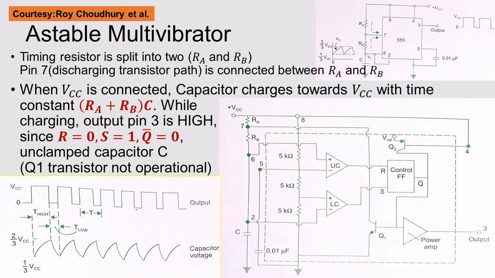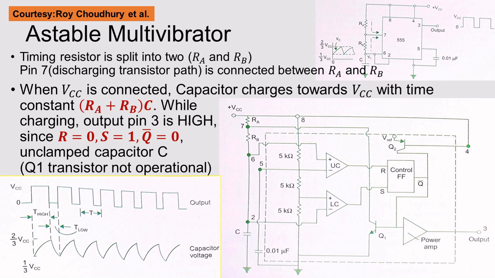Okay, so here I have given the explanation, you can read it. The timing resistor is split into two, RA and RB. I already explained. When VCC is connected, the capacitor is charged toward VCC with the time constant RA plus RB into C. Obviously you know.